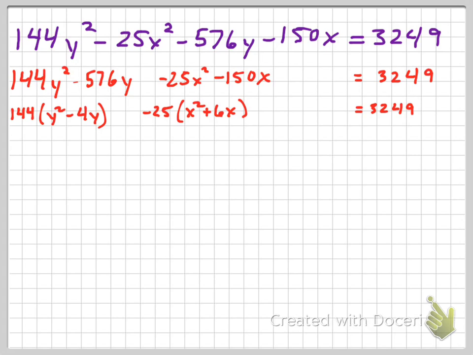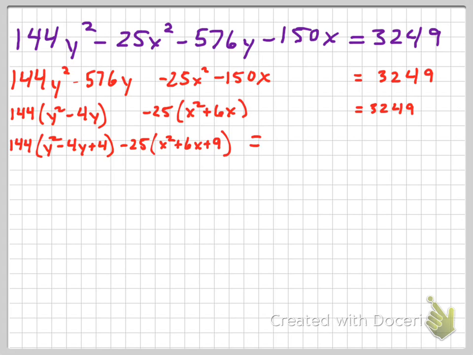Now we have to add something in the parentheses. So for the y's, we're going to add half of the b term squared, that's half of the b term, and then we square it to make 4. Half of the b term squared is 4. For the x's, half of 6 is 3, squared is 9.